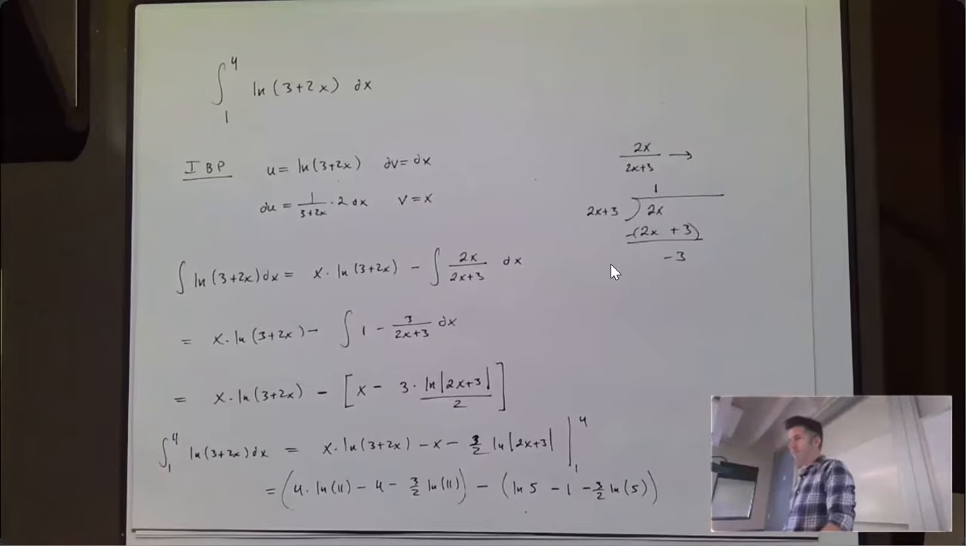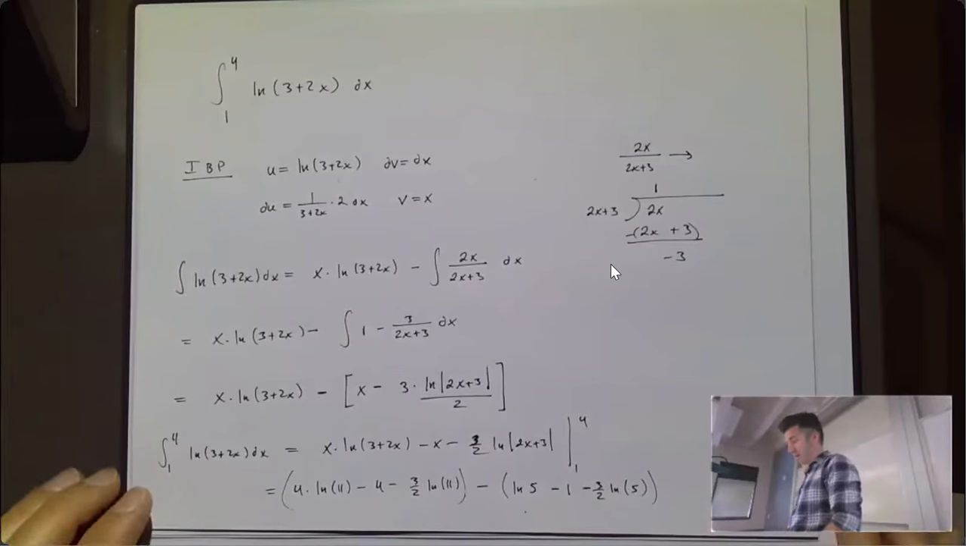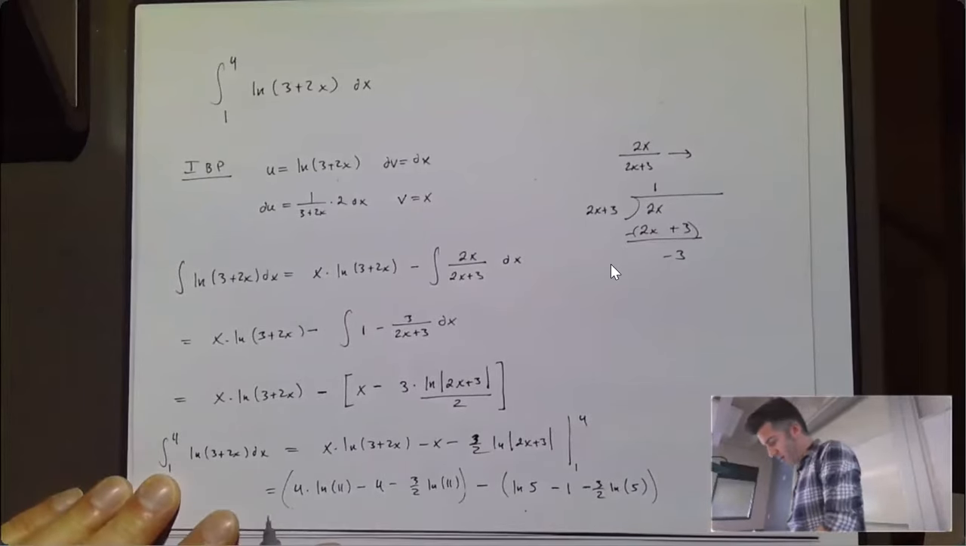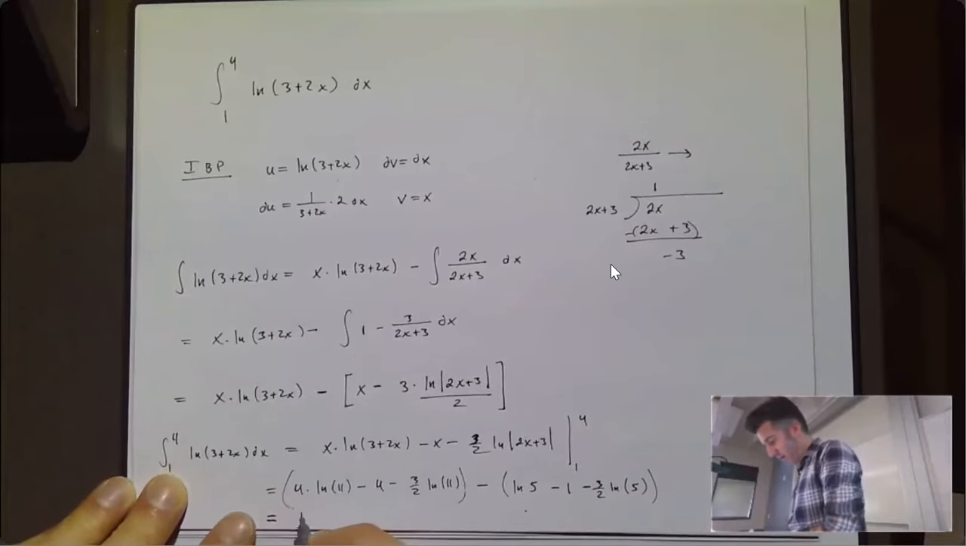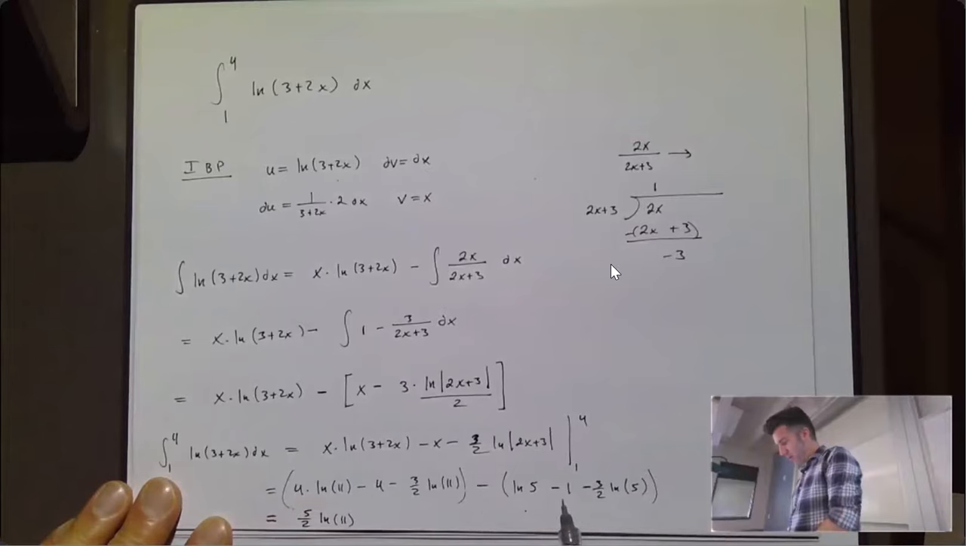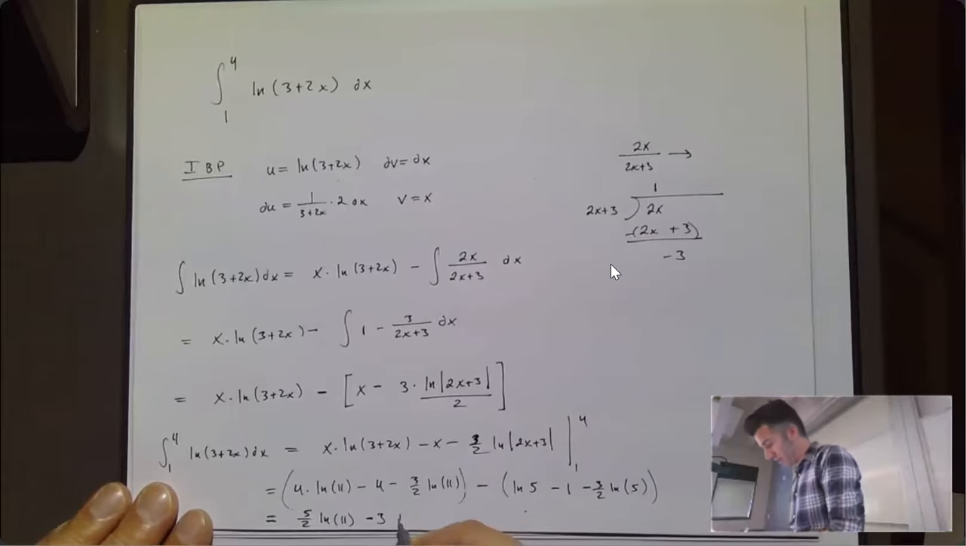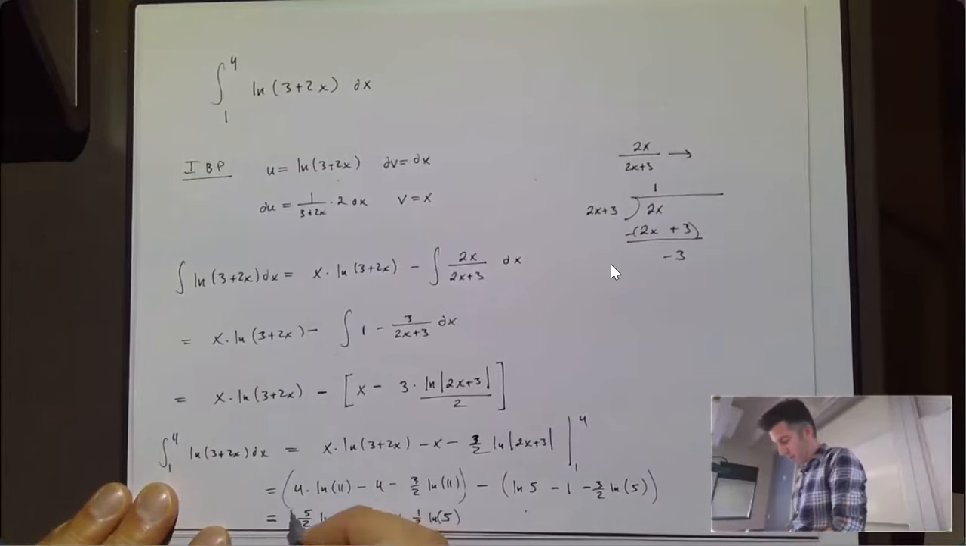And then I feel like I should simplify this just because I do want to do it a different way and compare my answers. So simplifying this a little bit, 4 natural log of 11 and minus 3 halves natural log of 11. Let's see, 4 minus 3 halves is 8 halves minus 3 halves, so I have a 5 halves natural log of 11. I have a minus 4 plus 1, so that's a minus 3. And I have a natural log of 5 minus 3 halves natural log of 5. So 1 natural log of 5 minus 3 halves natural log of 5 is a negative 1/2 natural log of 5, but it's minus a negative 1/2 natural log of 5. So it's actually a plus 1/2 natural log of 5. And that's how I would simplify this answer.